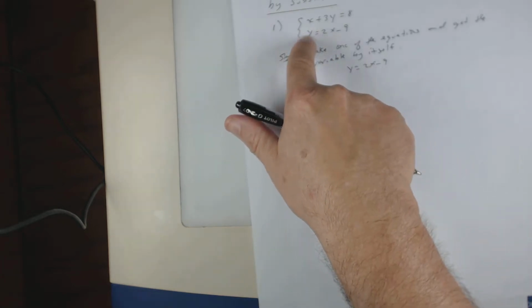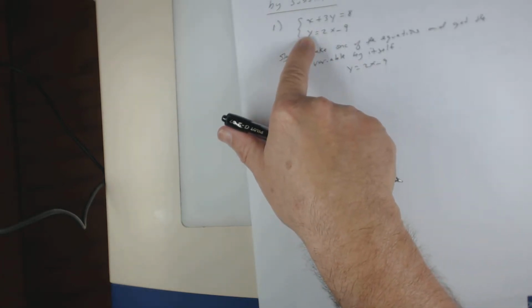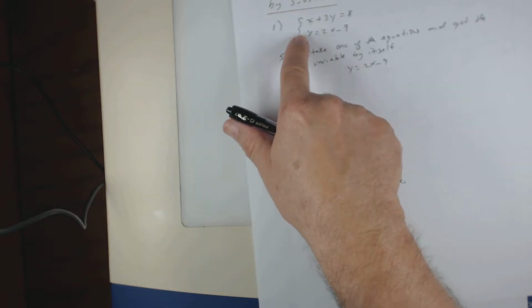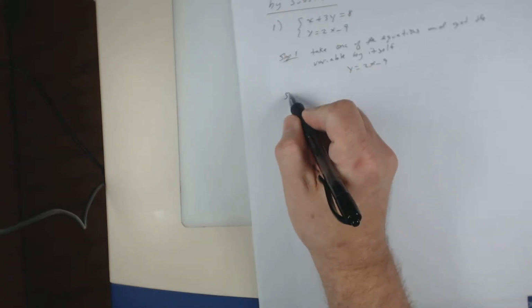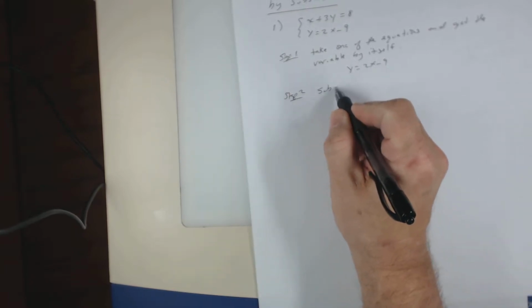All right, so take one of the equations. Which equation did I take? The second one. And I got the variable by itself, although it already was by itself. Okay, now listen carefully to step two. Step two: substitute this equation, y equals 2x minus 9, into the other equation. So substitute y equals 2x minus 9 into the other equation.